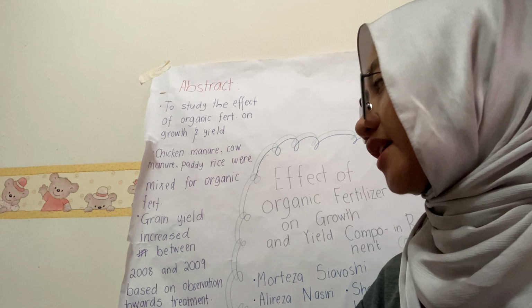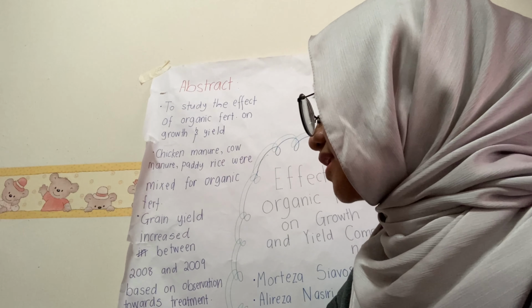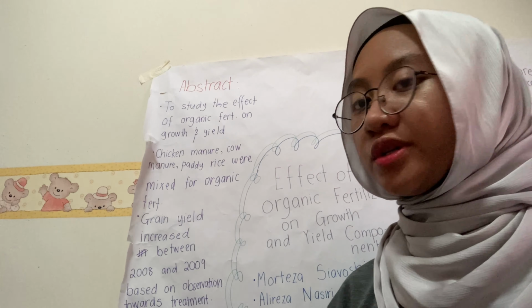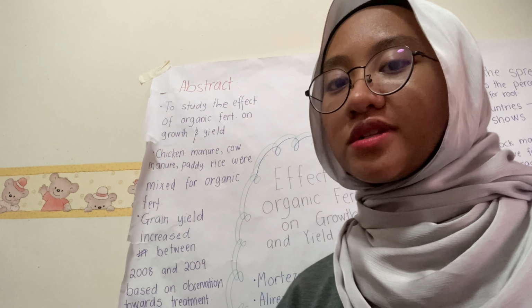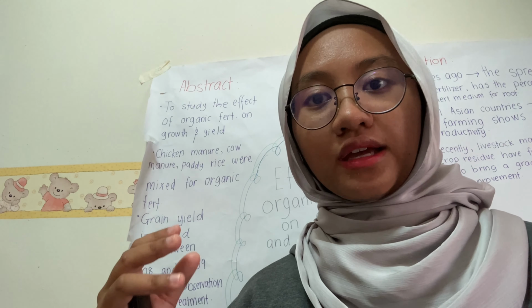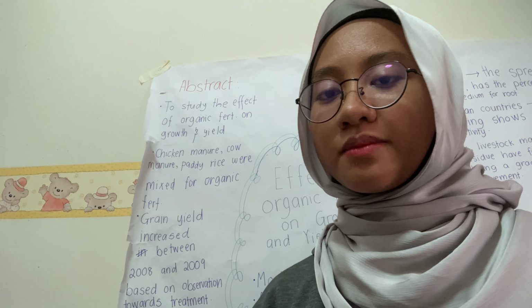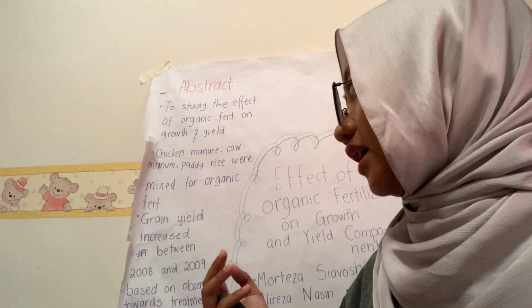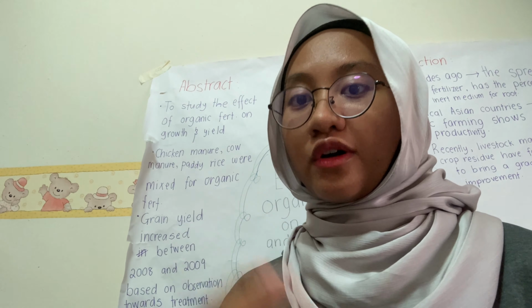Last but not least, the result of the experiment, which they said is that the grain yield increased between 2008 and 2009 based on the observation of the experiment, meaning that there is an interaction between the fertilizers. It doesn't matter what kind of fertilizer, such as organic fertilizer and even mixture fertilizer, that caused the increase of the yield, the number of yield.